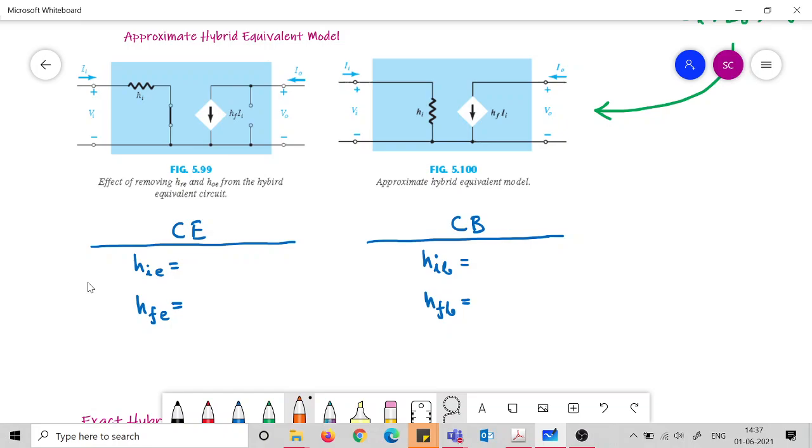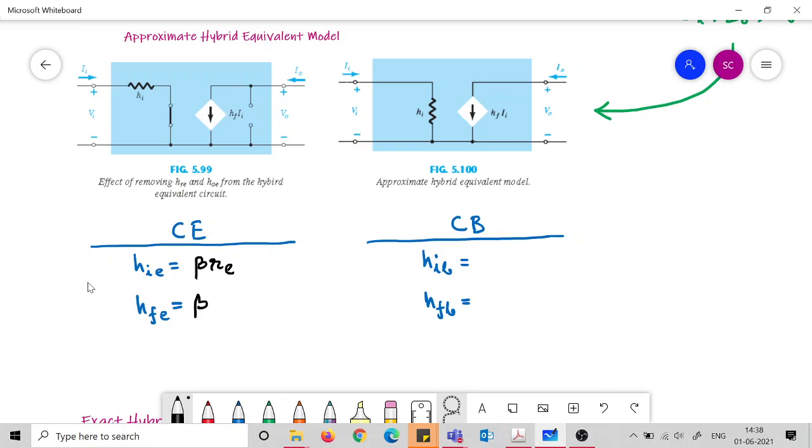Beta RE. Very good, very good. So this shows that you have been following the lectures very well. So this is beta RE. And what is HFE? Not IB, only beta, because I is already here. So this II is IB, so II is already here, so HFE is only beta.